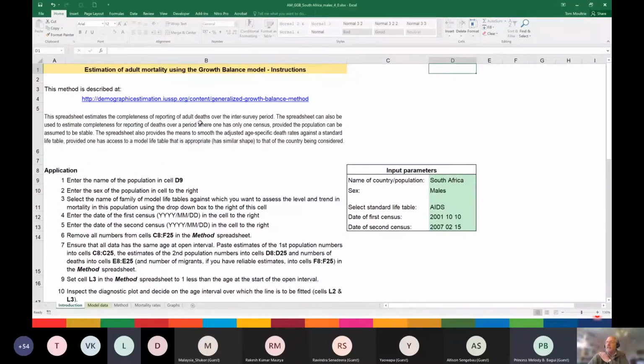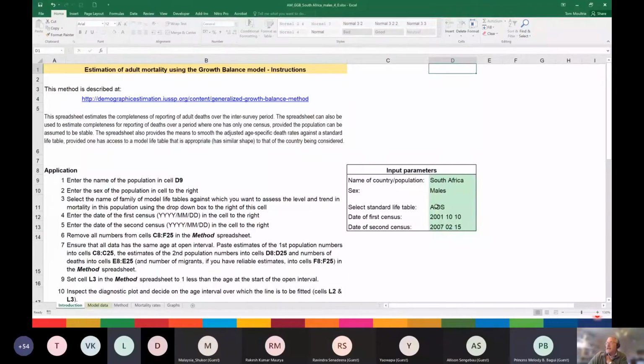of these models. And the first thing which we're going to do is apply that growth balance model to get an estimate of the relative coverage between the two censuses. And here, what we have, sorry, it was our 2001 census, not 2007 community survey, which is in our data here. We're just going to say that we're going to use South Africa. The data are for males.